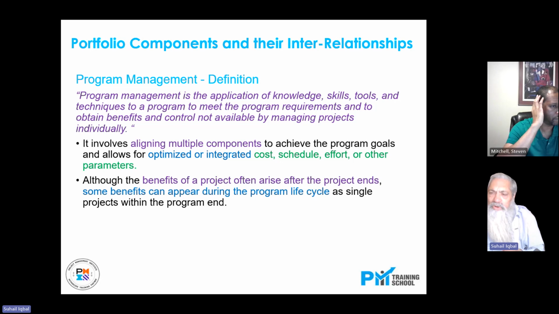So the program goal is to be achieved, and it allows for optimized and integrated management of the whole program, the costing and scheduling. Yes, of course, you said that all of these projects within the program can be managed together from the cost, schedule, effort, or other parameters point of view. But that is not the sole purpose of putting those projects together into a program. A program is basically for the purpose of obtaining the benefit and control not available by managing those projects individually.